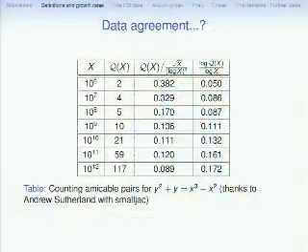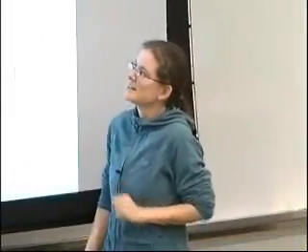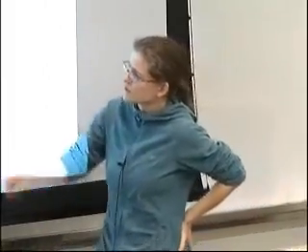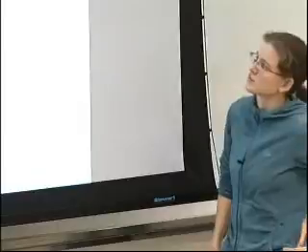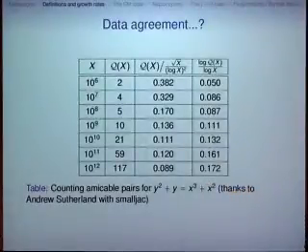I guess we can check against a little bit of data, but we don't have very many pairs to count. So for this particular curve, and thanks to Andrew Sutherland who extended our calculations beyond what we could do, and none of this was done with Sage as far as I know, we can count the number of pairs, and we only get even 117 up to 10 to the 12.